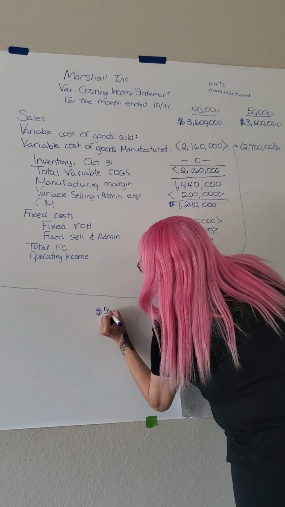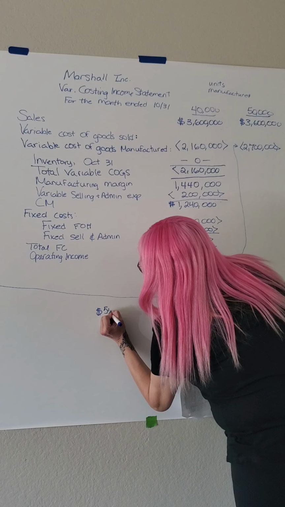When we do the variable costing income statement in the second part of the problem, you can see it's set up differently. Remember, this is not GAAP for variable, but we start out with sales. Then we calculate out our variable cost of goods sold. So that's going to be total cost of goods manufactured less the ending inventory will give us variable cost of goods sold. And sales minus variable cost of goods sold equals something called a manufacturing margin.